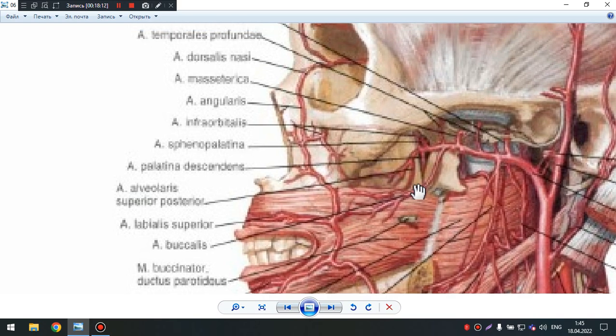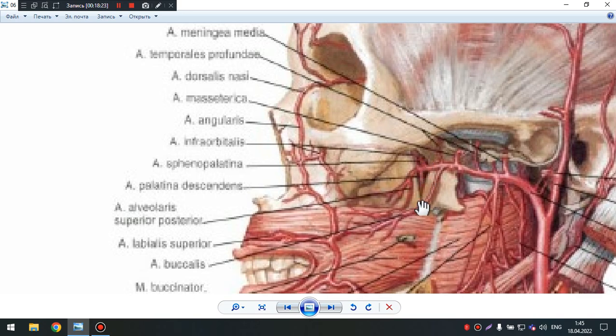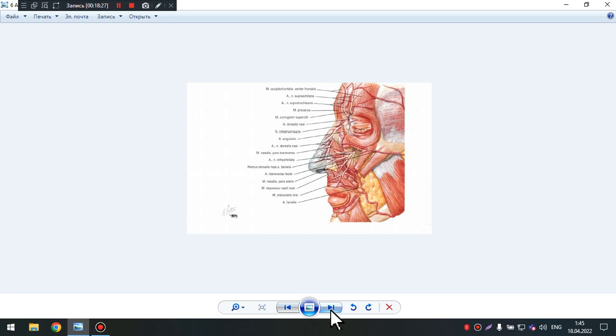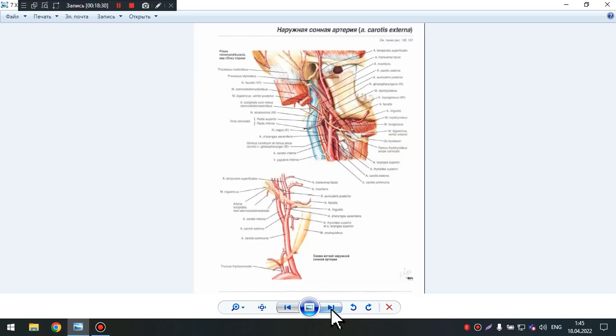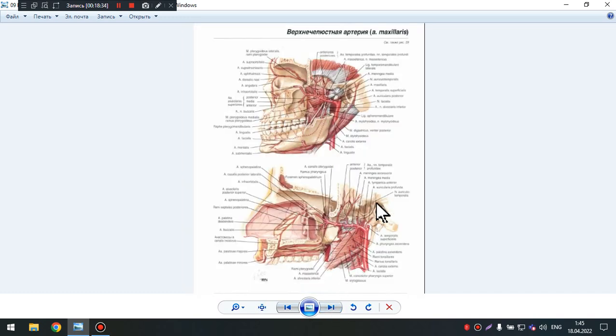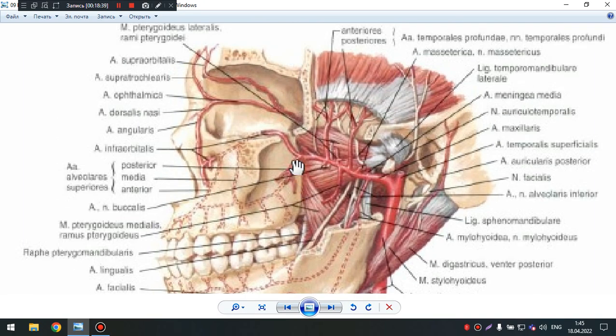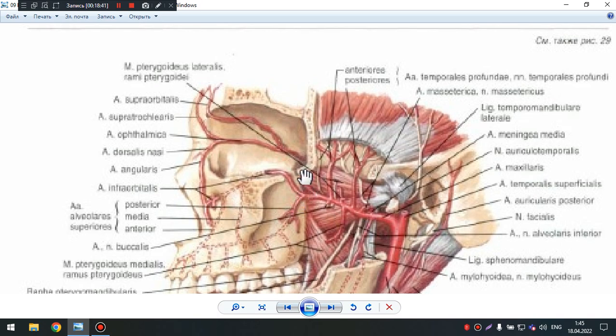And this artery gives the buccal artery, which blood supplies the muscle of the same name. Inside the pterygopalatine fossa, the branches of the maxillary artery correspond to the connections of this fossa. The pterygopalatine fossa connects with the orbital cavity through the inferior orbital fissure.